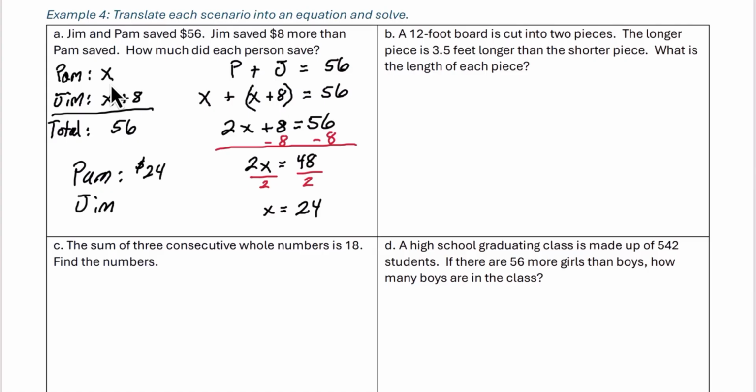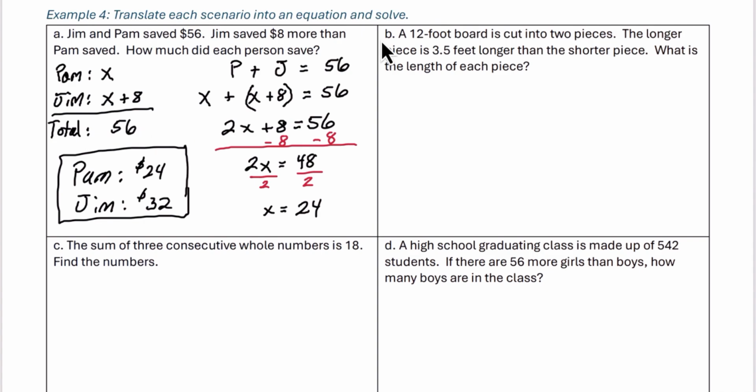Jim saved $8 more than Pam. 24 plus 8 is 32. So he saved $32. To check this, we can see if those truly add to 56, the total. And they do. If we add these two amounts, they add to a total of 56.